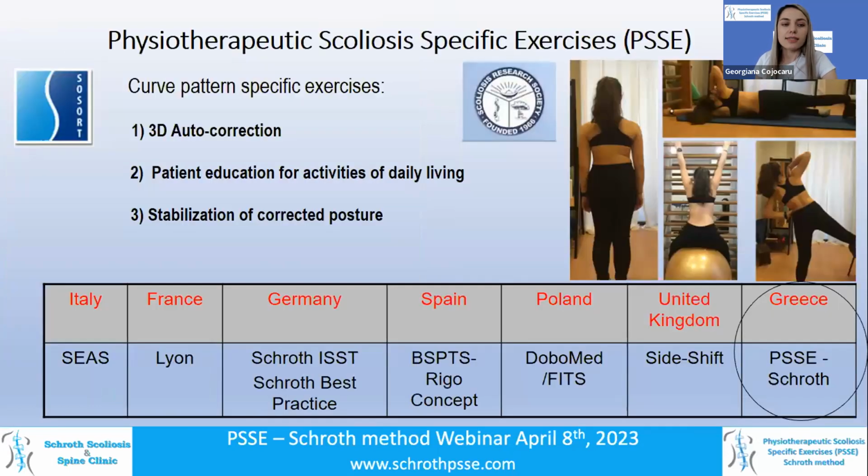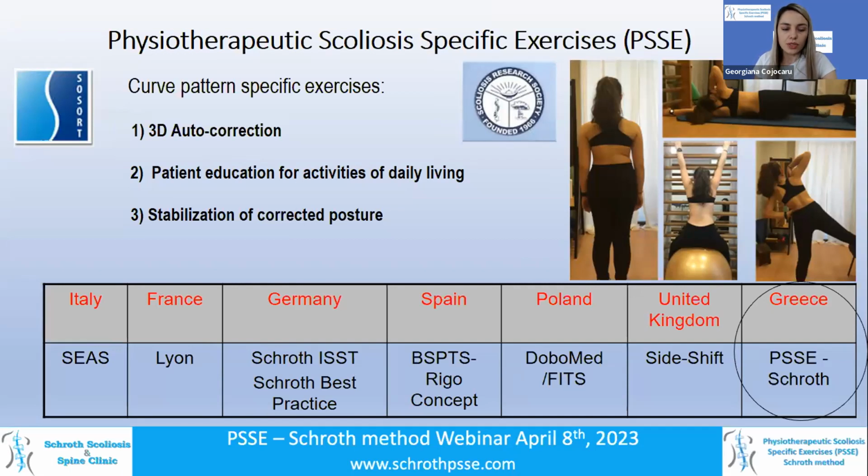Now let's talk about this term PSSE, which was introduced to differentiate between what is really specific and non-specific for scoliosis treatment. According to SOSORT, the methods which use this term, PSSE, should be curve pattern exercises and should have some common basic characteristics: to teach patients autocorrections in 3D, to make sure they understand how scoliosis is affecting their posture, and to train them in activities of daily living and how to stabilize the corrected posture.